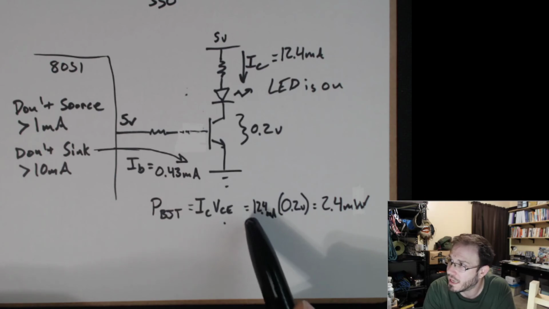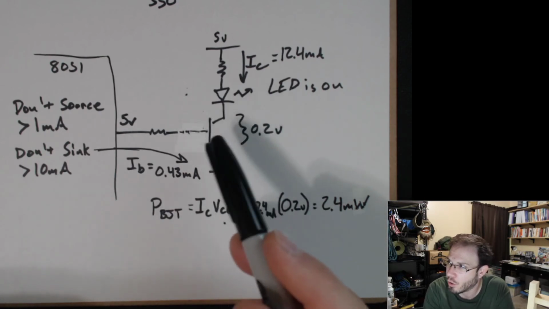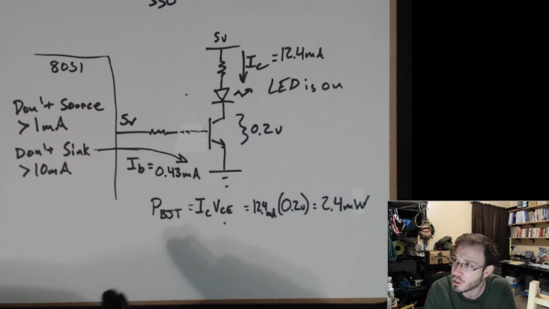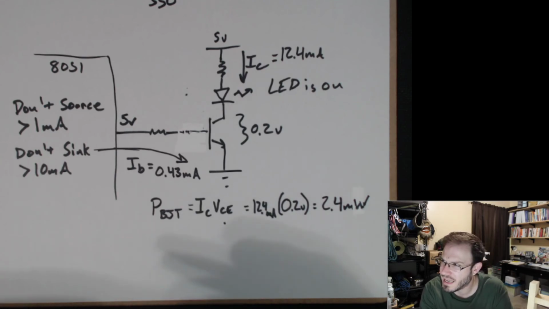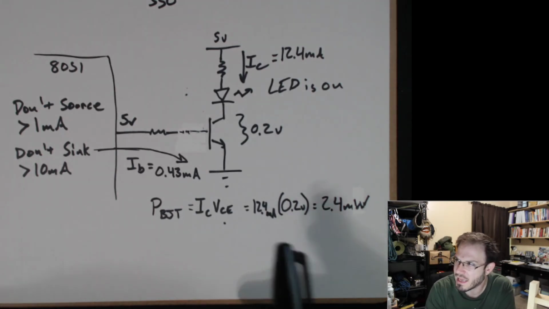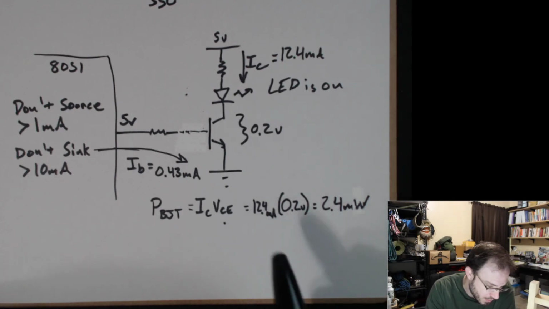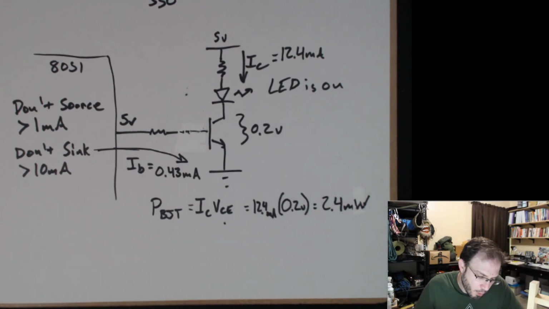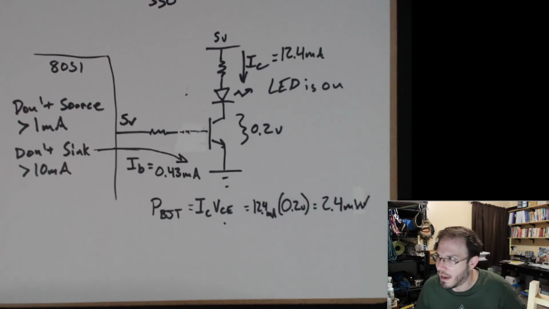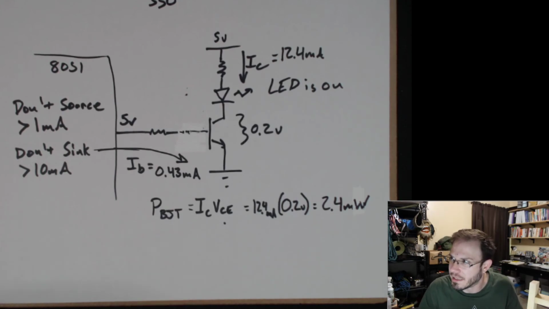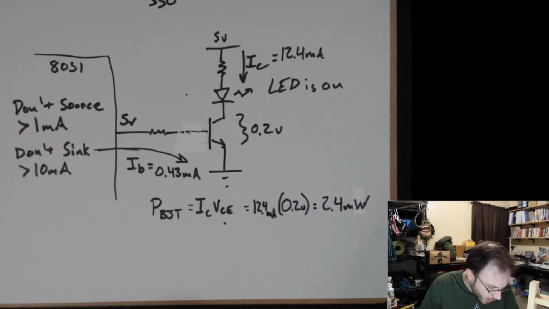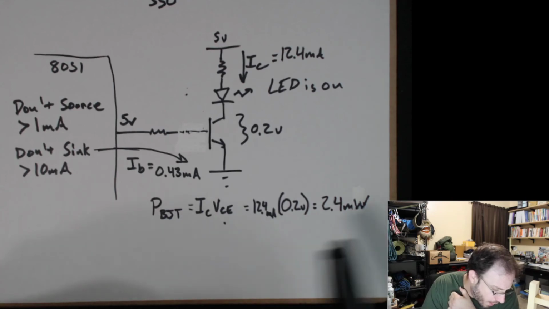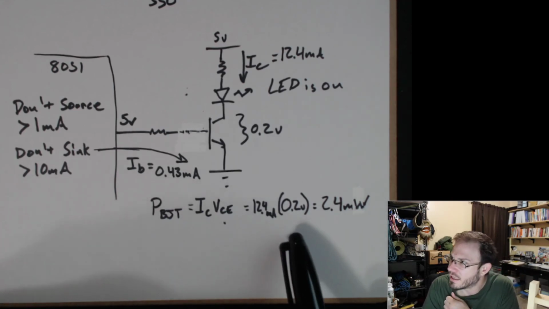Usually you can do up to like 20 milliamps in your general purpose NPN transistors, generally speaking, about 20 milliamps max. But 2.4 milliwatts of power dissipation generally is safe. Okay? So that's how we can calculate the power.